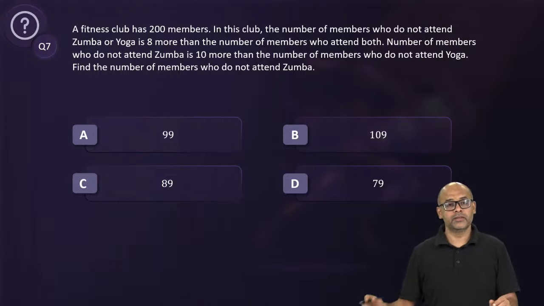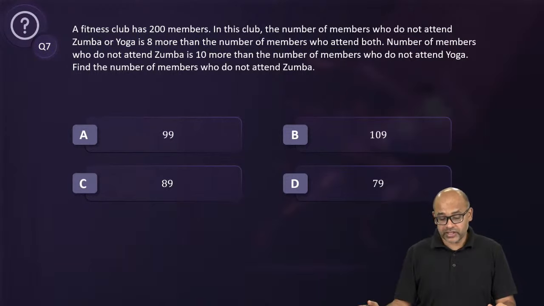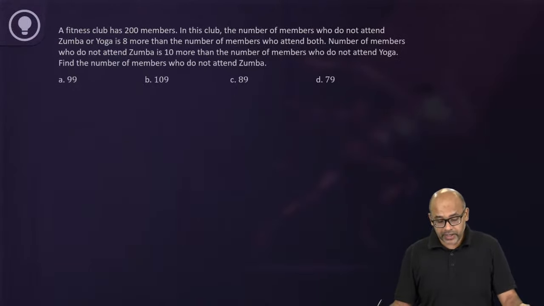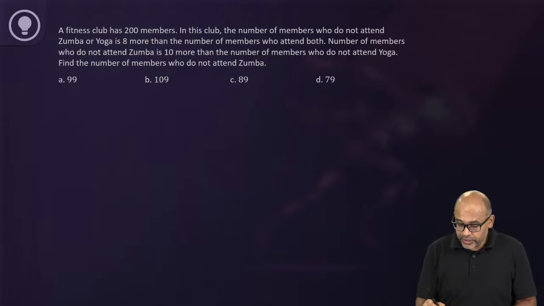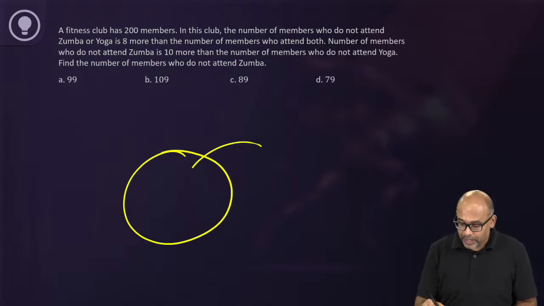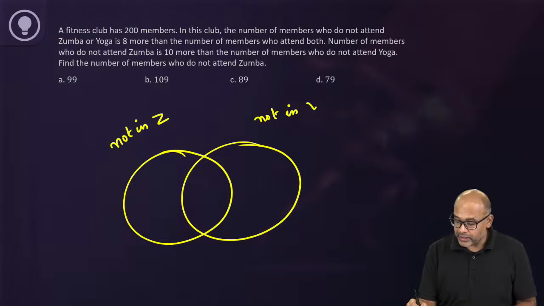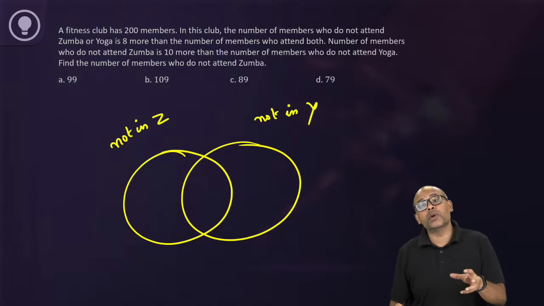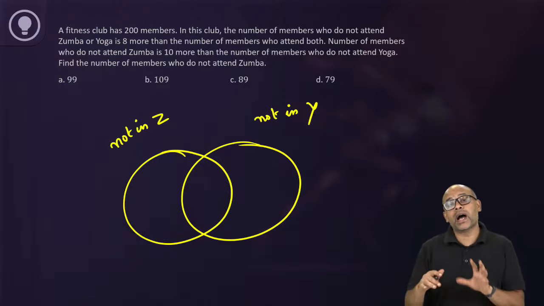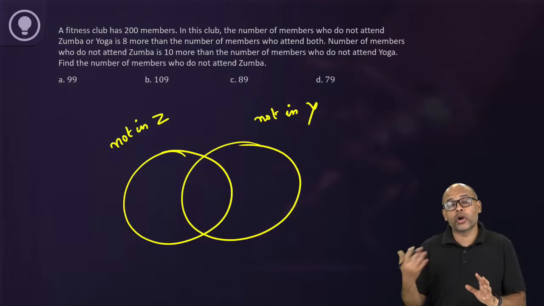Any answers, anyone? This is the last question, guys, so let's focus on this properly and get an answer out of it. So here's the starting point. What I'll do here is draw 2 parameters, but this will represent people not in Zumba and not in yoga. So I will not start with people in yoga and in Zumba. I will start with people not in yoga and not in Zumba.